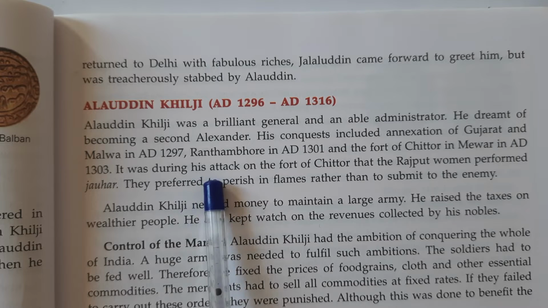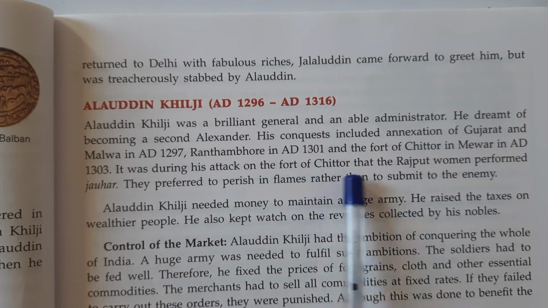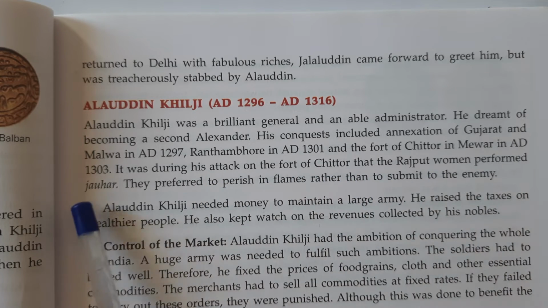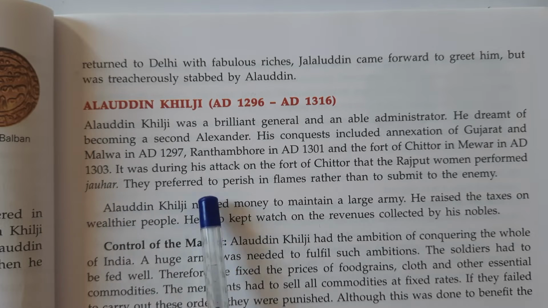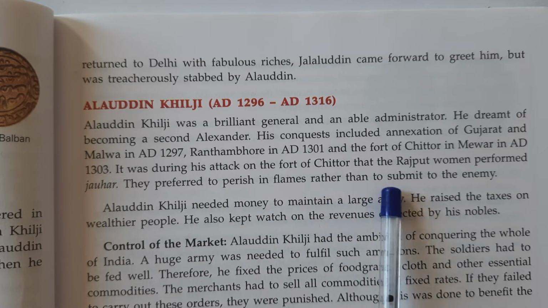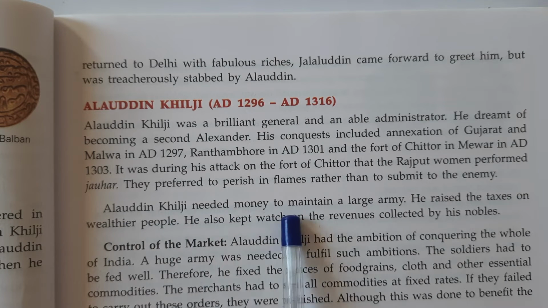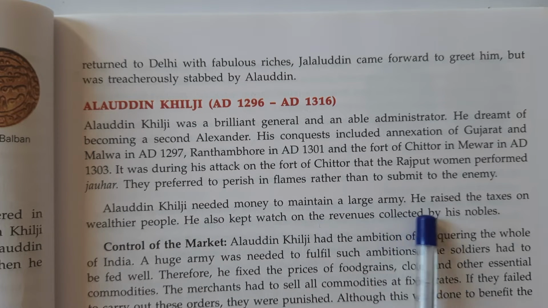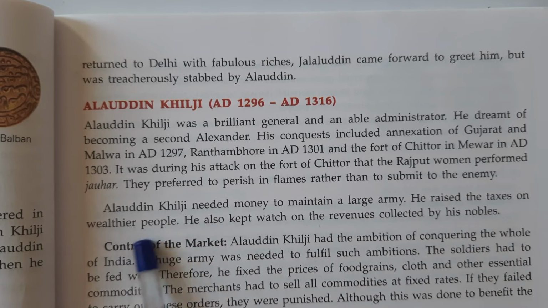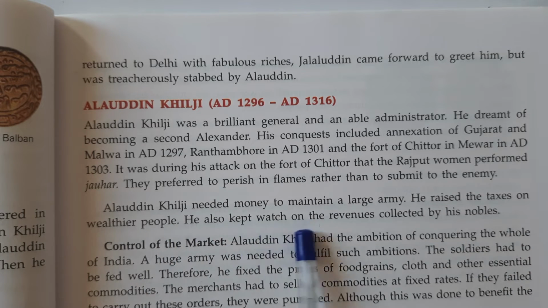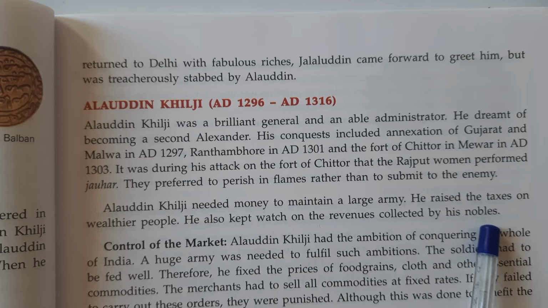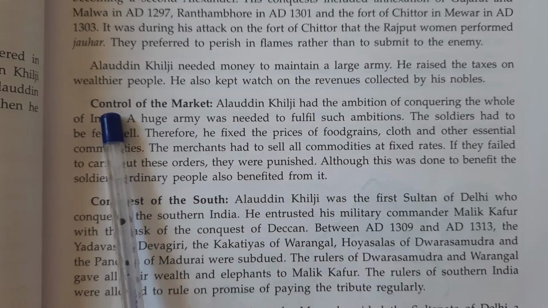It was during his attack on the fort of Chittor that the Rajput women performed Johar. They preferred to perish in flames rather than to submit to the enemy. Alauddin Khilji needed money to maintain a large army. He raised the taxes on wealthier people. He also kept watch on the revenues collected by his nobles.